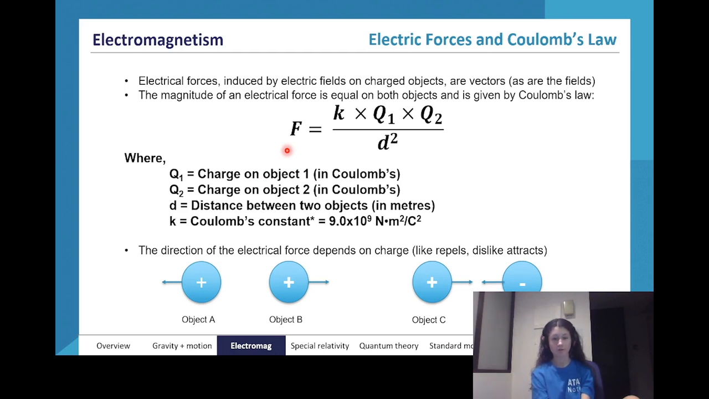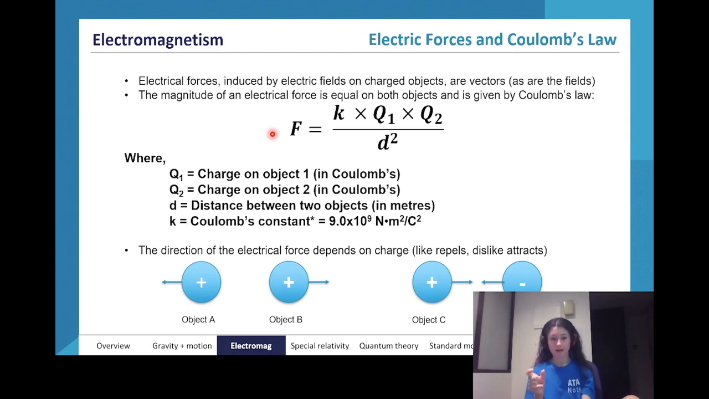due to their electric field, we need to use Coulomb's law, which is in your formula sheet. It tells us that the force between the two charges is equal to Coulomb's constant, and that number is in your formula sheet as well, multiplied by the two charges themselves in coulombs and divided by the distance between them. So what this tells us is that a greater force is going to be exerted if the charge on the two particles is greater, and a greater force is going to be exerted if the particles themselves are closer to one another.